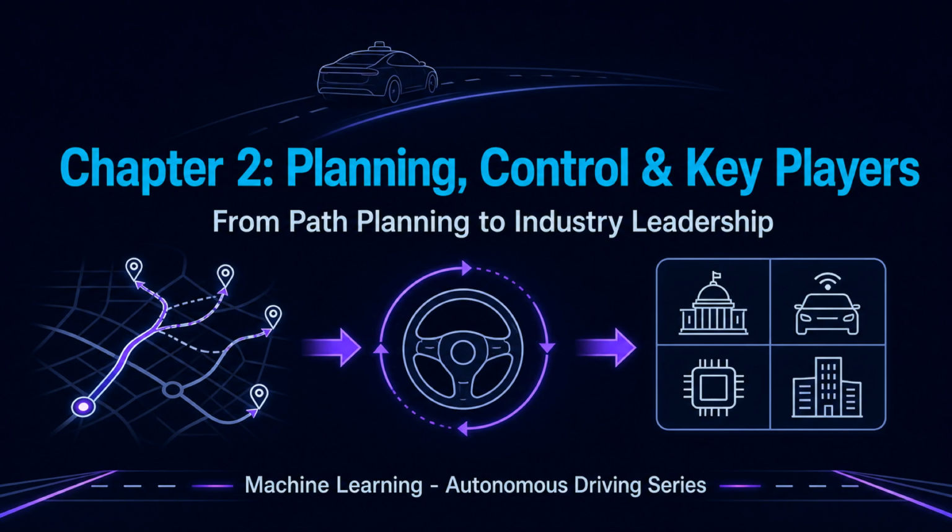Welcome to Chapter 2 of the Autonomous Driving series. In this lecture, we move beyond perception to explore how self-driving cars actually make decisions and execute them. We'll cover path planning algorithms, behavior prediction, decision-making frameworks, and vehicle control. Then we'll survey the major industry players shaping the future of autonomous driving. By the end, you'll understand the complete pipeline from sensing the world to safely navigating through it.